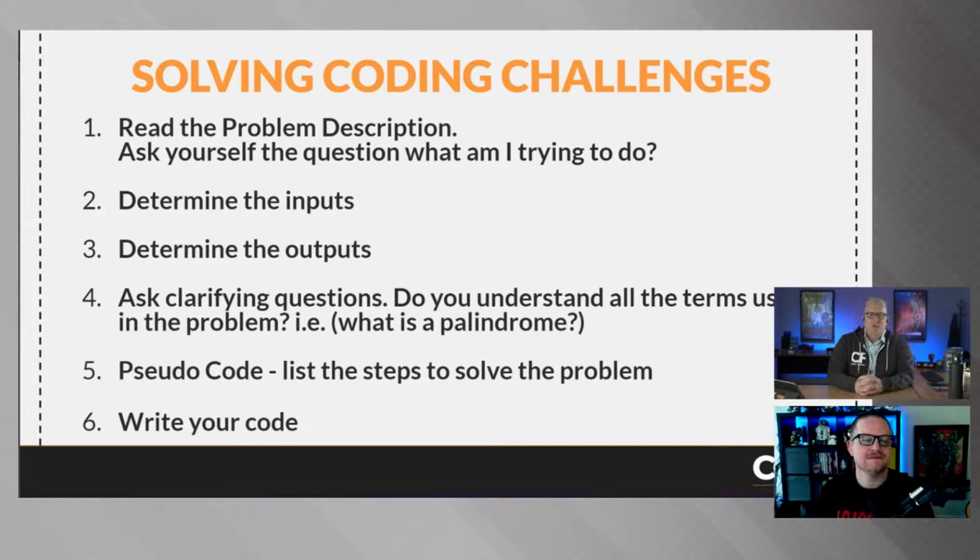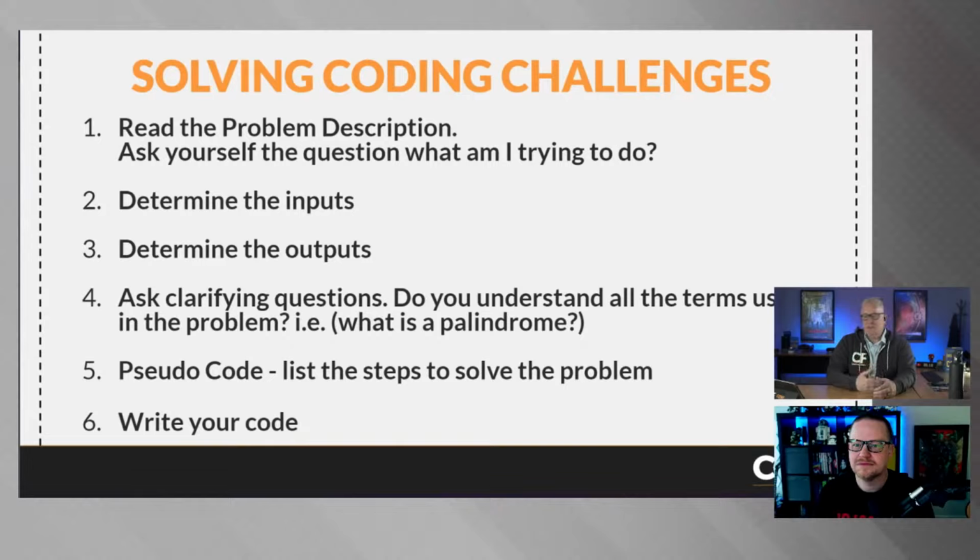The second thing, after you've read the description, is to determine what the inputs are. What things are being passed to me that I have to do something with? Typically that's a string, an integer, an array, an object, or an array of objects. Then, what do I have to produce? What is the output? Typically, in what I would call the simplified coding challenges, you're writing a function that performs something and then returns the result.